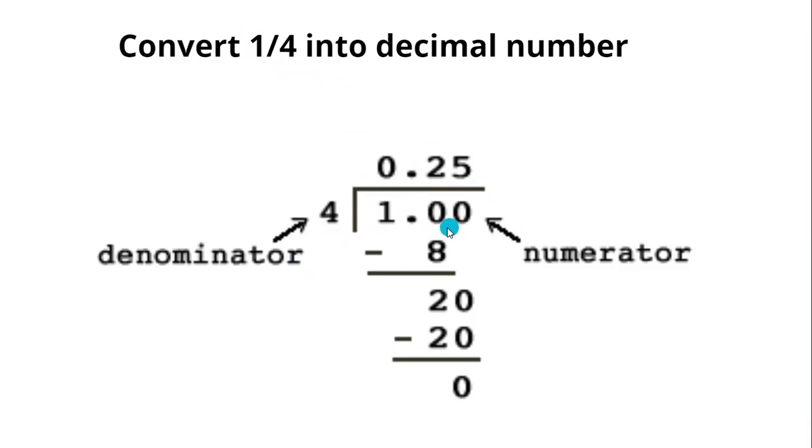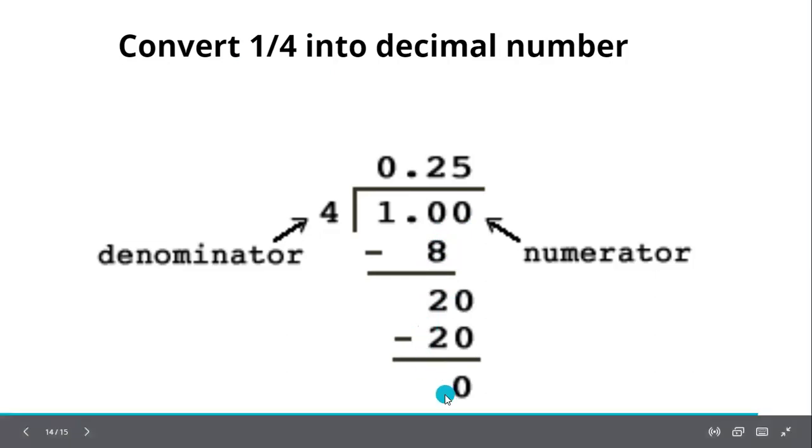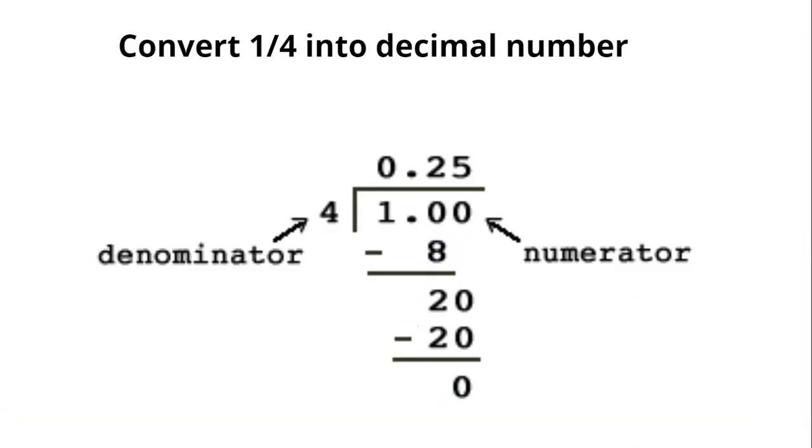Now we are going to take 2 numbers, that is 10. So 4 times 2 is 8. So the balance is 2, and bring the 0 down. So 10 minus 8 is 2. Then 20 minus 20 is 0. So like normal division, we can also find the decimal number. So 1 by 4 can be written as 0.25.